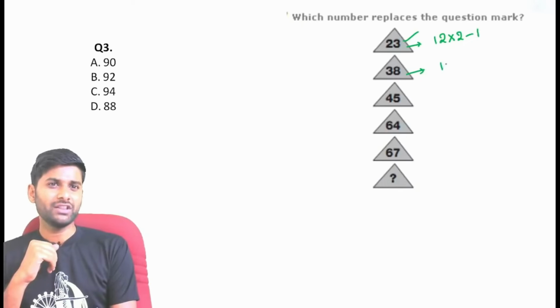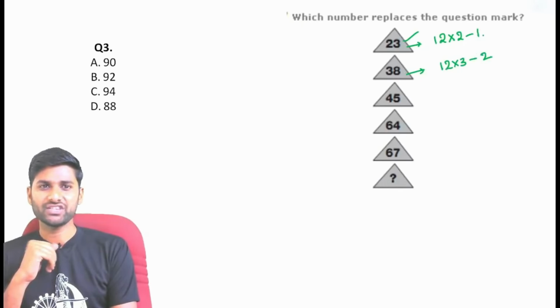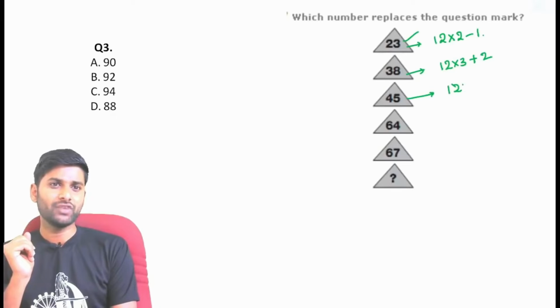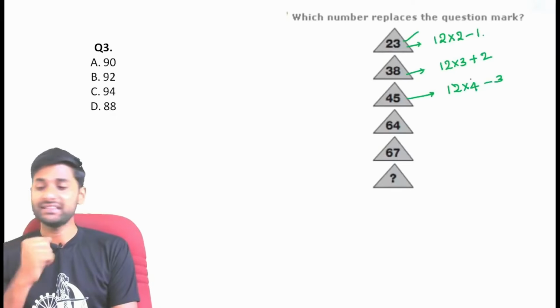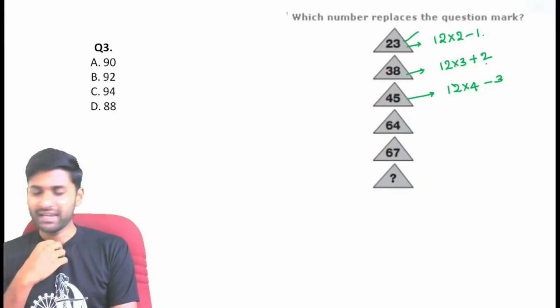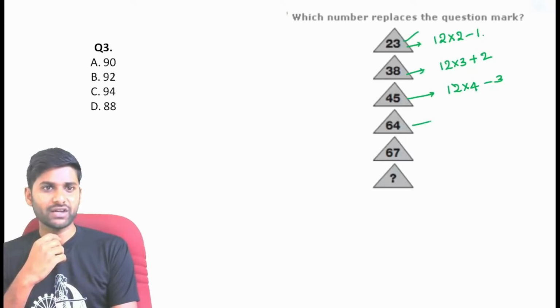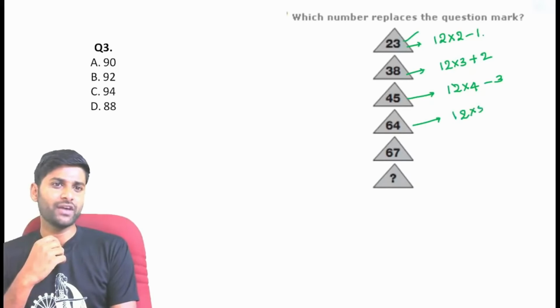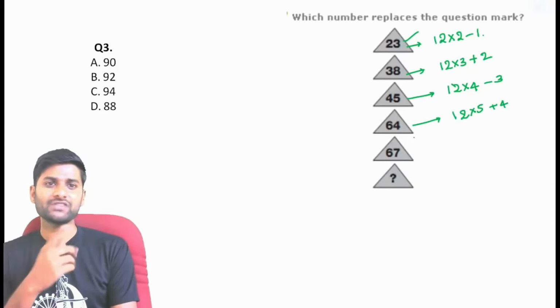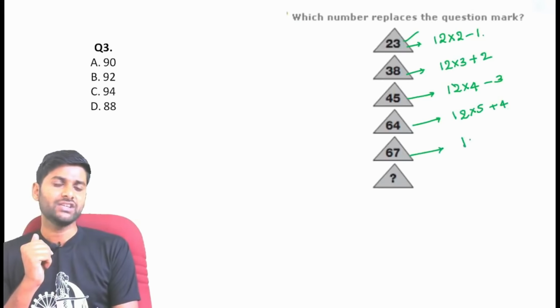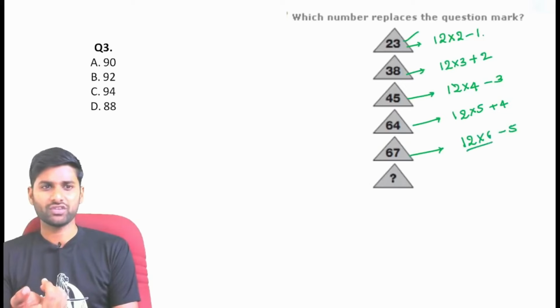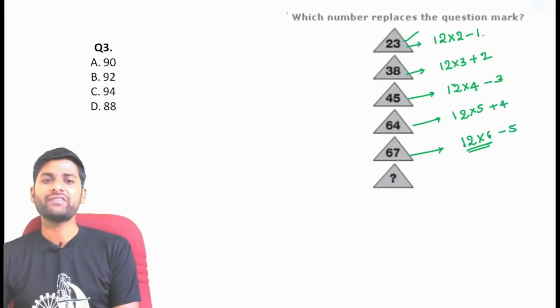Second one, 12 threes are 36, and 36 plus 2 is equal to 38. Again, 12 into 4, 48 minus 3. There is an alternating operation: minus, plus, minus, plus. So definitely the next value is 12 into 5 plus 4, guys. 12 fives are 60 plus 4 is equal to 64. Next one, 12 into 6 minus 5, guys. 12 sixes are 72, minus 5 is equal to 67.